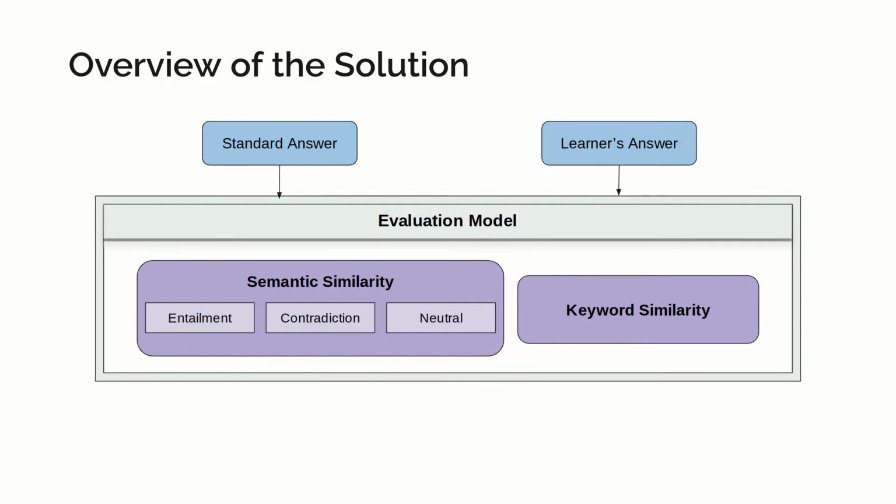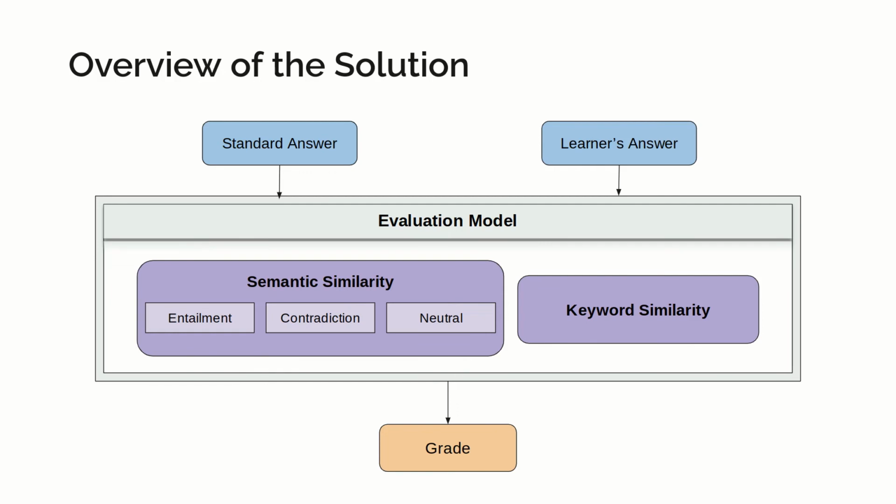Entailment means if sentence A entails sentence B, sentence A cannot be true without sentence B being true as well. Contradiction means if sentence A contradicts sentence B, sentence A and sentence B are meaningfully and contextually different. Neutral means sentence A and sentence B have no defined relationship between them. This semantic similarity is the first step of our solution.